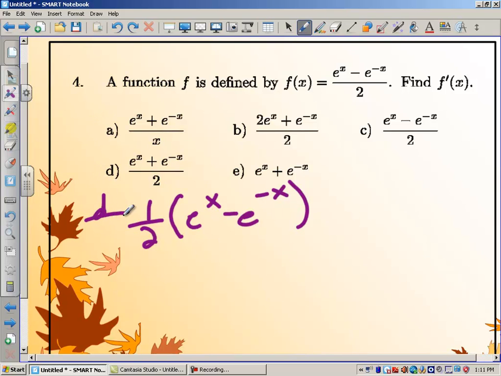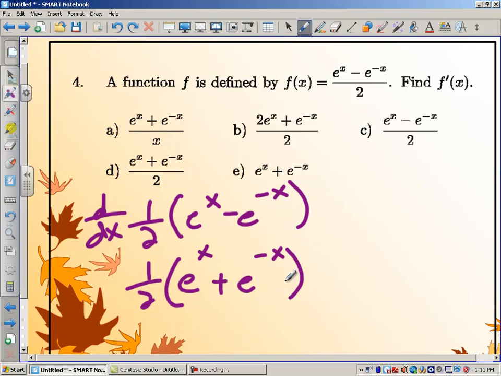Then we're going to take the derivative of this. So the 1/2 is just going to sit there. Then I'm going to take the derivative of the inside parentheses. The derivative of e to the x is e to the x. Now the derivative of e to the negative x would be e to the negative x, but then times the derivative of the exponent. Times negative 1, I'll just turn that negative positive. There we have it, 1/2 times e to the x plus e to the negative x. It's right there, number D.